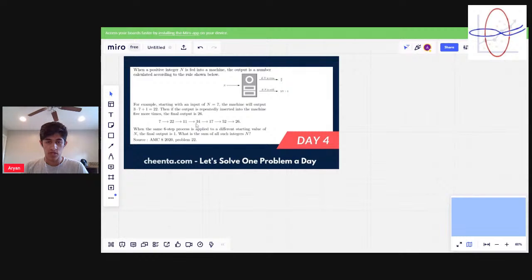Now 34 is even, sorry. So then we want to do 34 divided by 2. And then 17 is odd, so we multiply by 3, add 1 to get 52. And then lastly, 52 is even, so we simply divide by 2 and get 26. So now the question is, if we were to apply the same 6-step process to some starting value n, and our final output is 1, they're asking us for the sum of all possible values of n.